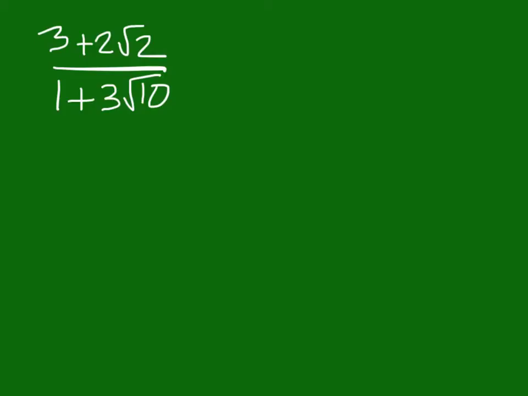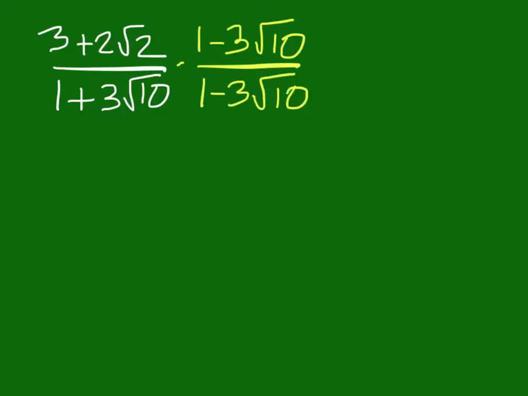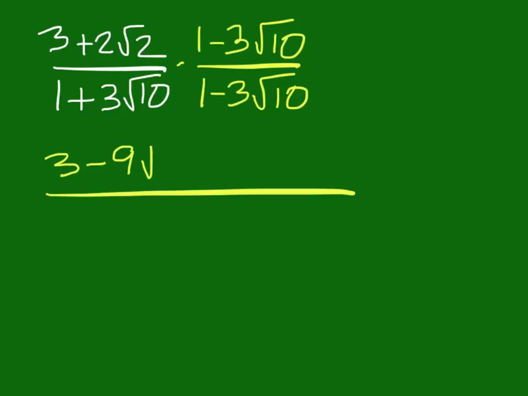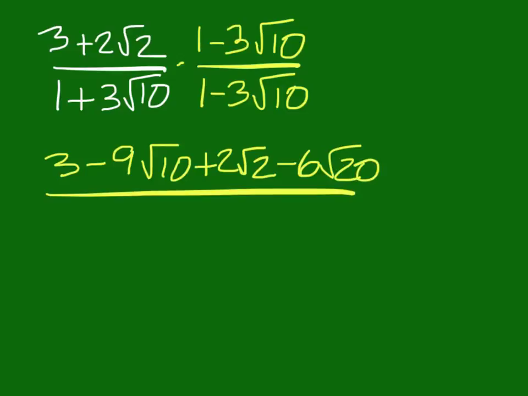On this one we have nothing to simplify here and here, so we multiply by 1 minus 3 square root of 10 over 1 minus 3 square root of 10. And on the top we end up with 3 minus 9 square root of 10 plus 2 square root of 2 minus 6 square root of 20 over 1 minus 9 times 10. 1 minus 90 is a negative 89.